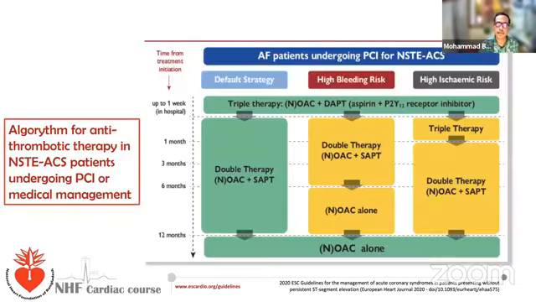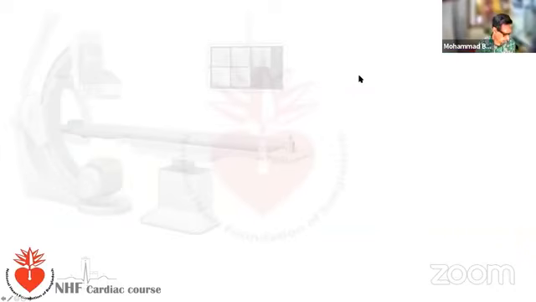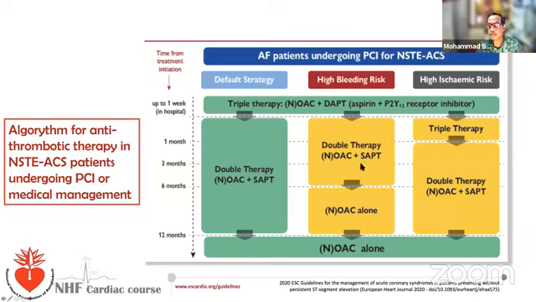So this is the flow chart. A patient already on anticoagulant. The default strategy is to use triple therapy, oral anticoagulant plus DAPT, for 1 week in the hospital. Outside the hospital, it is double therapy, oral anticoagulant and single antiplatelet, for 12 months. And a very high bleeding risk patient should go for double therapy for 6 months, then only oral anticoagulant. And in a high ischemic risk patient, triple therapy should be continued for 1 month and double therapy after that, up to 12 months.